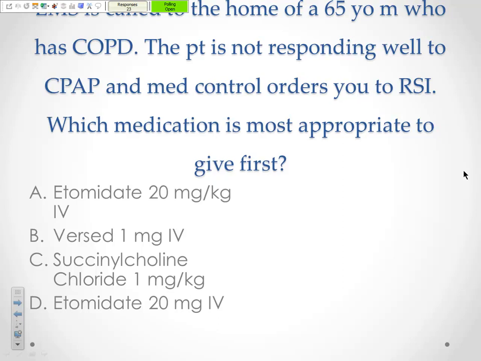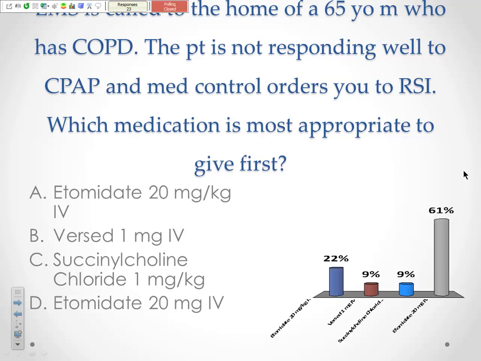All right. Look at this. 61% of you got it correct. The correct answer is Etomidate. The normal adult dose is 20 milligrams IV. What did we say, 0.2 to 0.6 milligrams per kilogram? But a normal adult dose is 20 milligrams of Etomidate IV. Now, you give that to someone who needs sedation before you give them a paralytic.